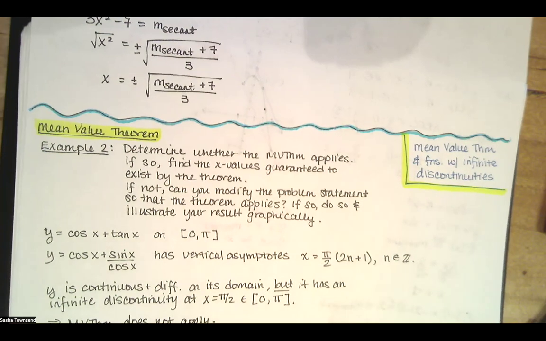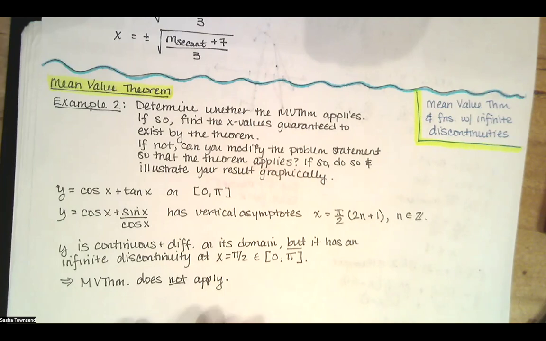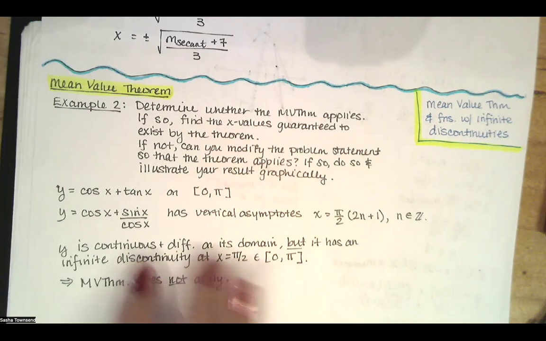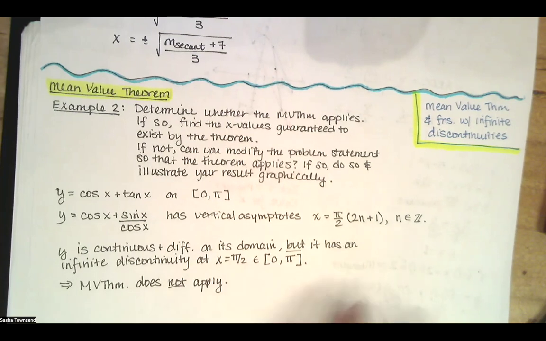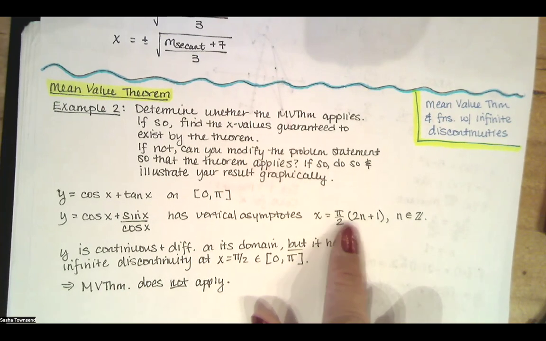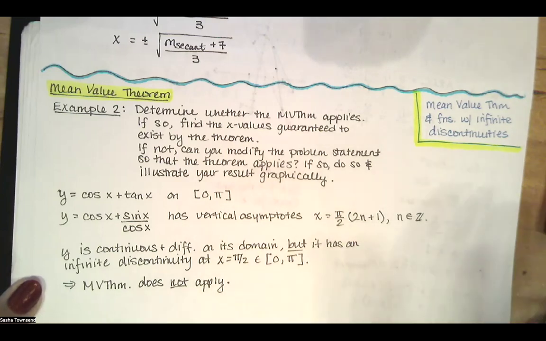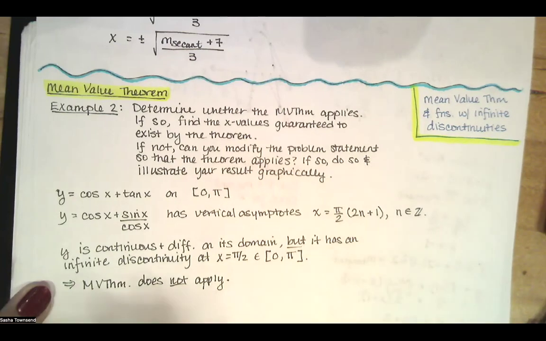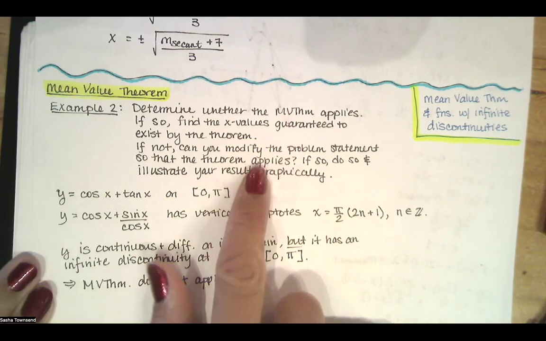We say, okay, when does it apply? Well, I think it would apply as long as our function is continuous and differentiable and it doesn't have an infinite discontinuity. So anytime we're on an interval that starts at one of these odd multiples of pi over 2 and ends at the next odd multiple of pi over 2, then the mean value theorem would apply. So that's how we can modify the problem statement.